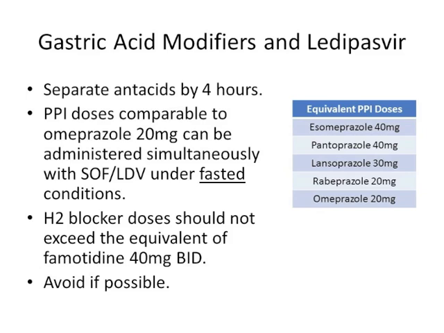So right now, there is some language in the sofosbuvir ledipasvir product information that tells you how they think you can safely use gastric acid modifiers. You can give antacids as long as they're separated by 4 hours. You can give a 20 milligram dosing equivalent of omeprazole as long as you give it in the fasted state. You can give famotidine as long as you don't exceed 40 milligram equivalent BID. But this is a lot to remember. And you all know people can go to the pharmacy and get gastric acid modifiers without you even knowing. So this is an important counseling point with this medication.